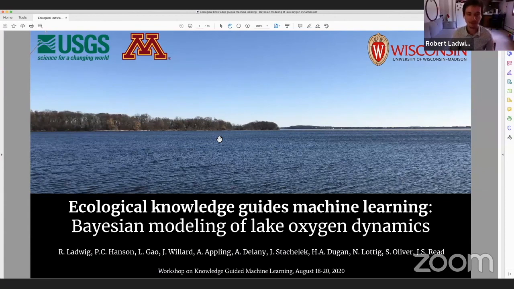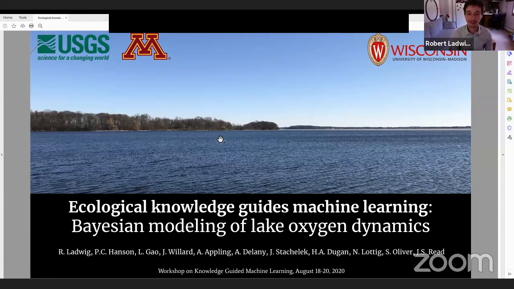Okay, hello everybody. So I hope you can see that. My name is Robert Ladwig, and I want to talk about an ongoing research project that we are doing at UW Madison. So in collaboration with the USGS and the University of Minnesota, we are currently also doing the modeling of lake oxygen dynamics. So here the concentrations of dissolved oxygen, or DO, in lakes, of course, depend on the abundance of source and sink terms. And here in lakes, sources can be, for example, photosynthesis or the exchange with the atmosphere, whereas sinks can be the mineralization of organic matter, redox reactions, or just a depletion by the sediment.